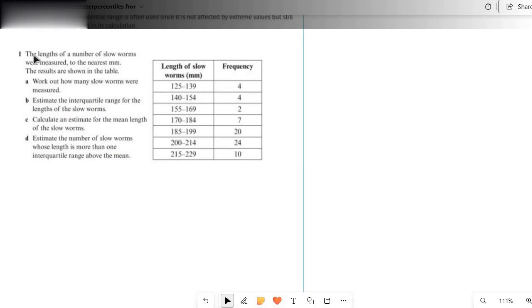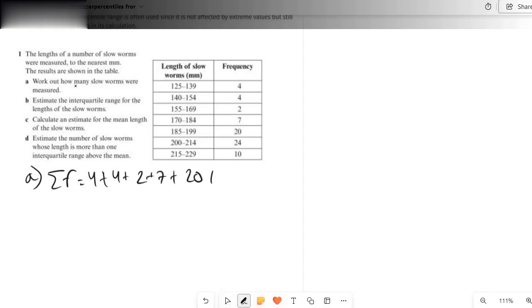So for the last math, the lengths of a number of slow worms were measured to the nearest millimeters. The results are shown in the table. For number A, we have to work out how many slow worms were measured. So to find that, we have to find the summation of F, which is going to be the addition of all of them. So 4 plus 4 plus 2 plus 7 plus 20 plus 24 plus 10. And this gives us a value of 71.